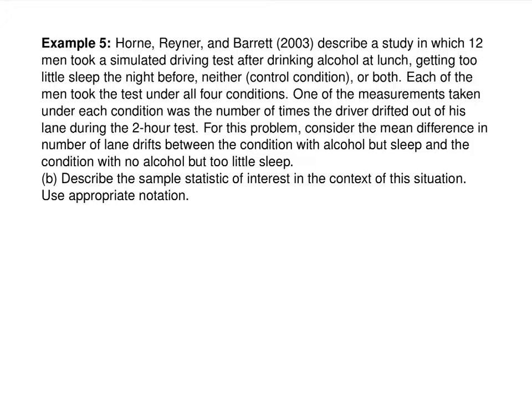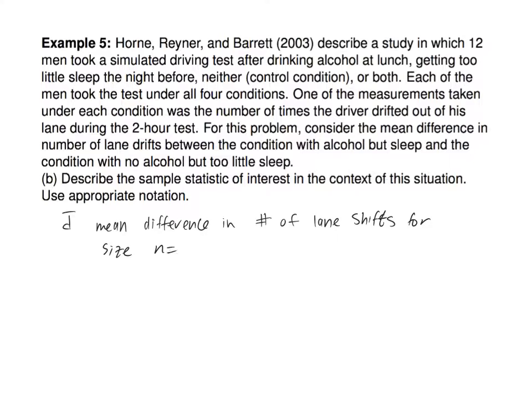Describe the sample statistic of interest in the context of this situation. So the parameter was mu sub d. The sample statistic is d bar, which is the average, so the mean difference in number of lane drifts for size n equals 12. Do you understand why we use d bar here and not mu d? Because it was the sample versus the parameter, which is the population, right?